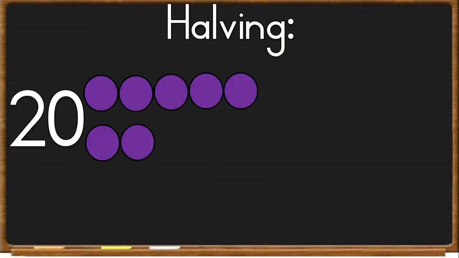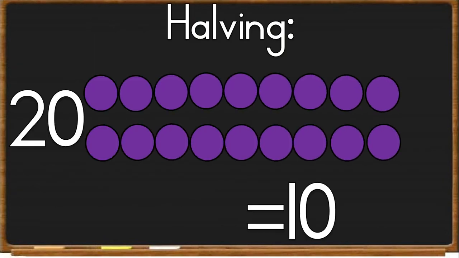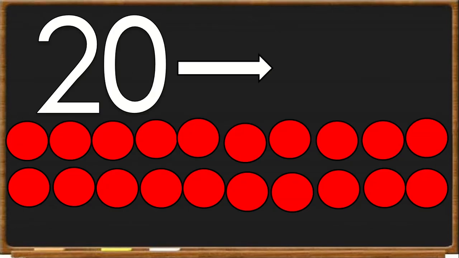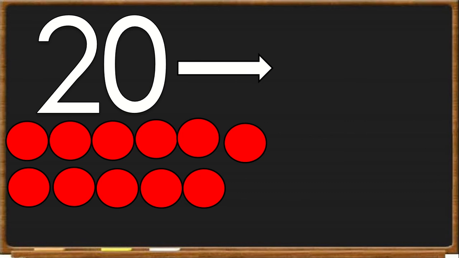And then finally we are left with 20. We're going to cut it in half and see we are left with 10. So 20 take away half equals 10.